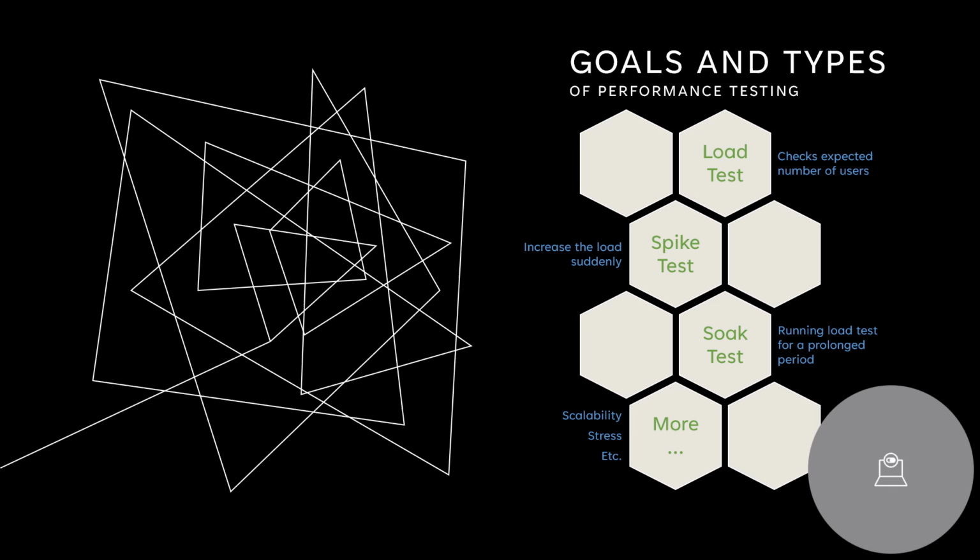When a performance engineer creates a load less than or equal to the expected number of concurrent users, it's called load testing. Similar to that, we have spike testing. In spike testing, as you know, we spike the load. We increase the load very fast for a short period of time.